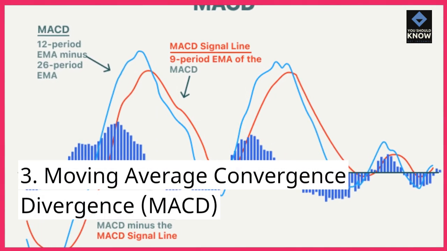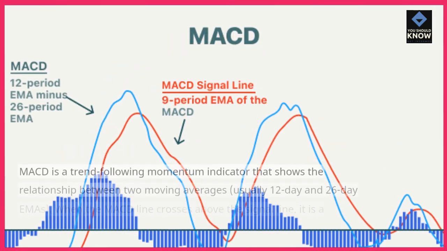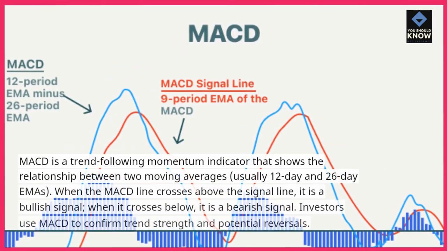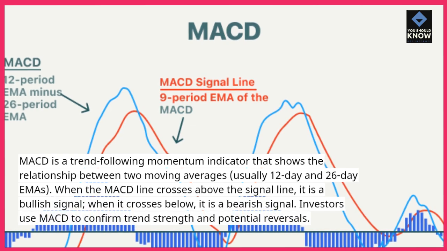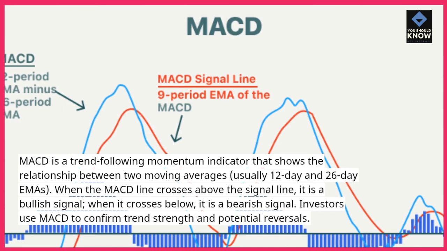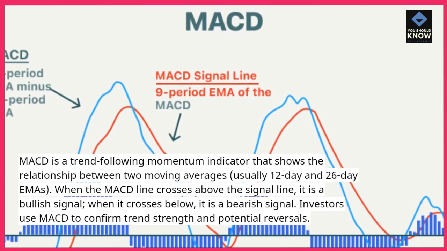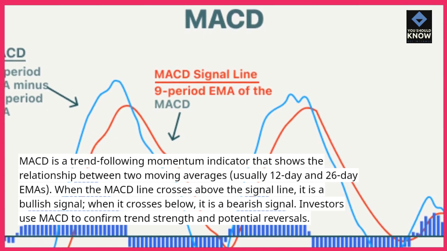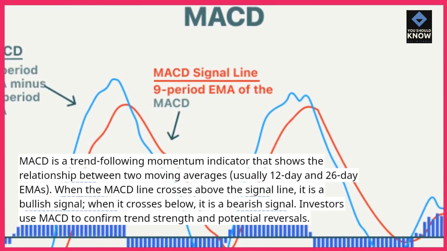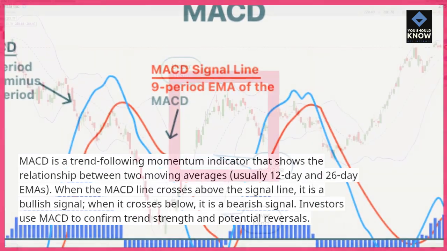3. Moving Average Convergence Divergence, MACD. MACD is a trend-following momentum indicator that shows the relationship between two moving averages, usually 12-day and 26-day EMAs. When the MACD line crosses above the signal line, it is a bullish signal. When it crosses below, it is a bearish signal. Investors use MACD to confirm trend strength and potential reversals.